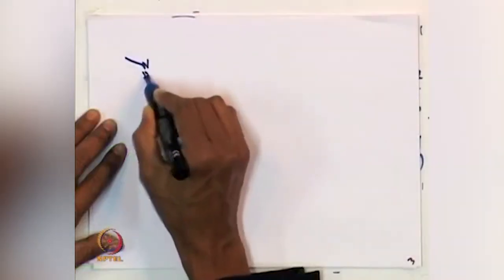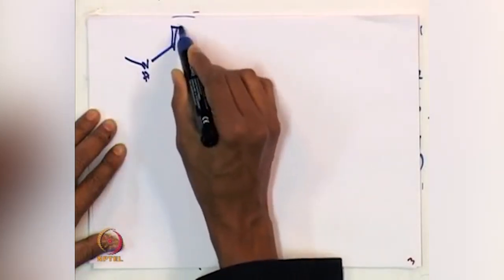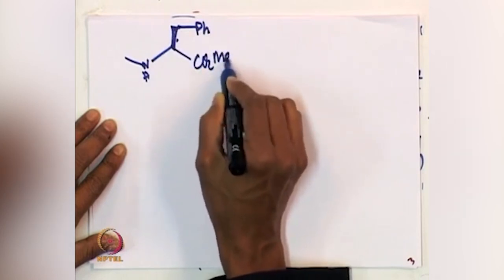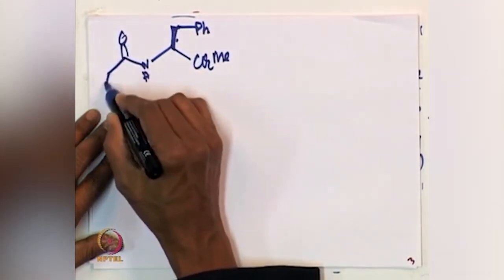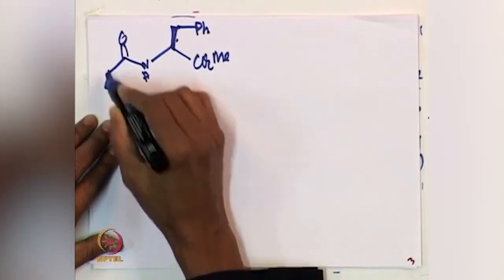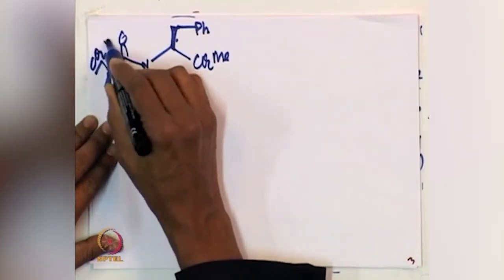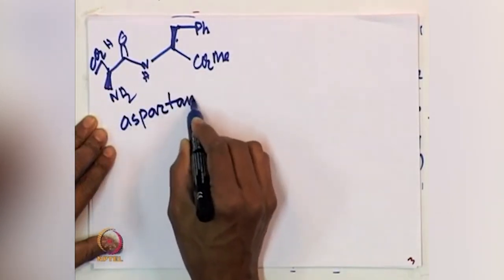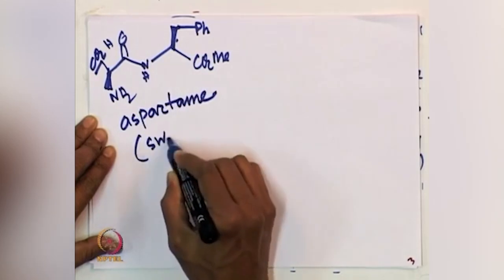Another substrate we can briefly discuss is of the sweetener, aspartame. Again, the corresponding starting material is required. Aspartame, as you may know, is the one where we have this CO2Me over here and CO further NH2 over there, CO2H. Now, this is aspartame, this is an artificial sweetener, right?